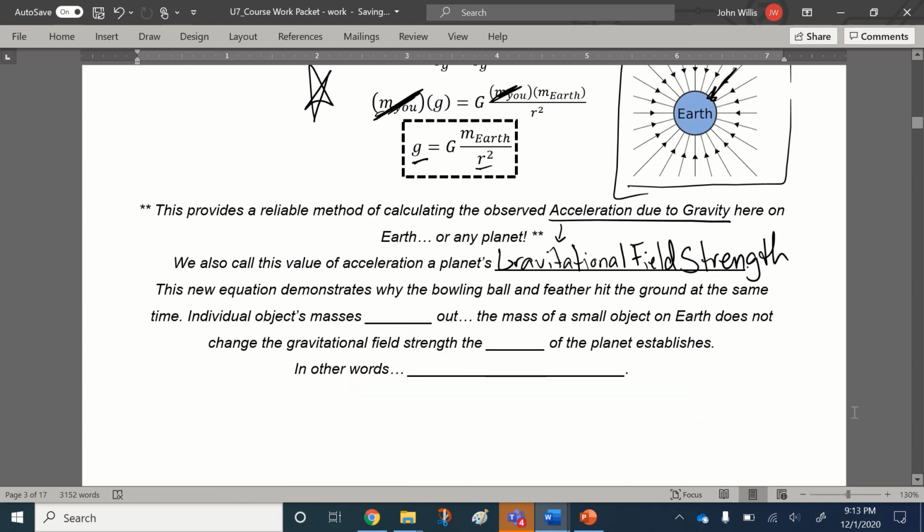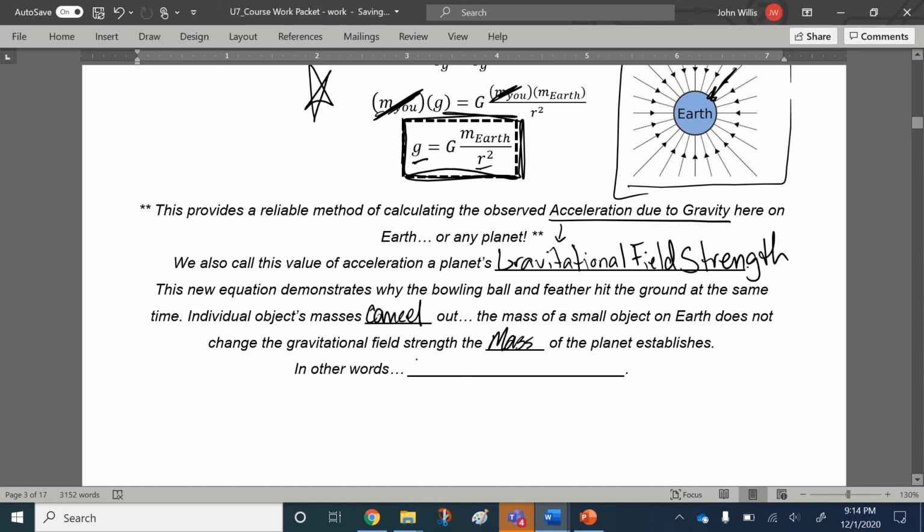So this new equation demonstrates why the bowling ball and the feather and the bullet fired and the bullet dropped all acted the same way, right? It's the Earth's gravitational field, which doesn't care about the smaller object moving in that field. It's a field that is established by the mass of the planet and how far you happen to be from the center of that object's mass, right? The individual objects' masses all cancel out, and the small mass basically becomes irrelevant. The gravitational field strength is established by the mass of the planet, the mass of the larger thing.